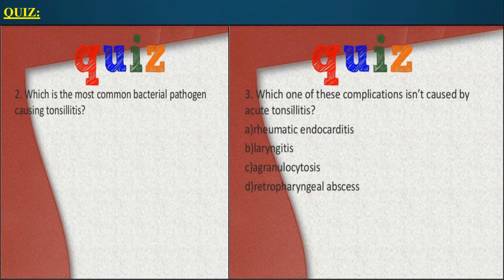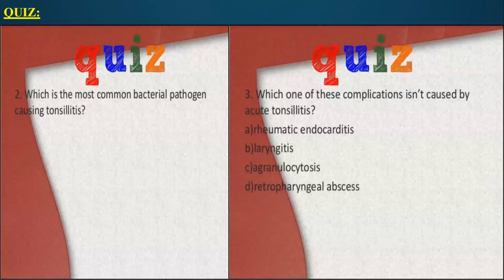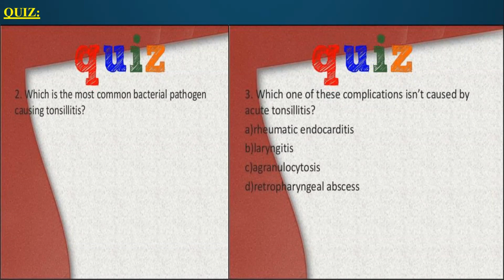The third question is: which one of these complications is not caused by acute tonsillitis? Here are the four options: rheumatic endocarditis, laryngitis, agranulocytosis, and retropharyngeal abscesses. If you know the upper respiratory tract, then you can conclude from there, and from the general clinical features of tonsillitis.